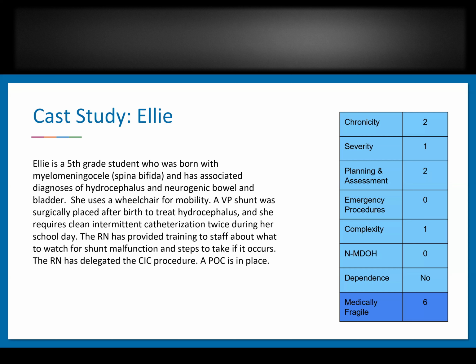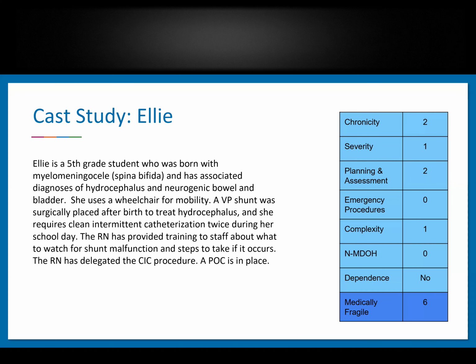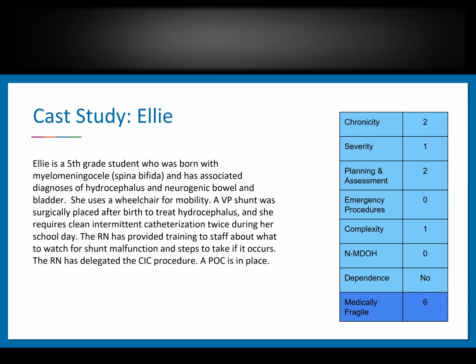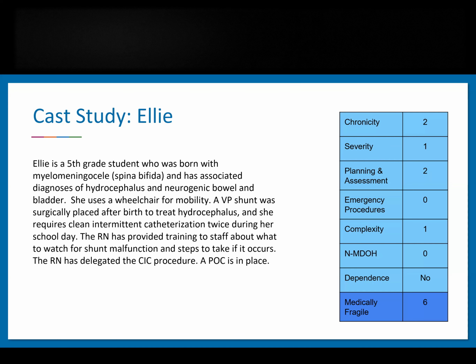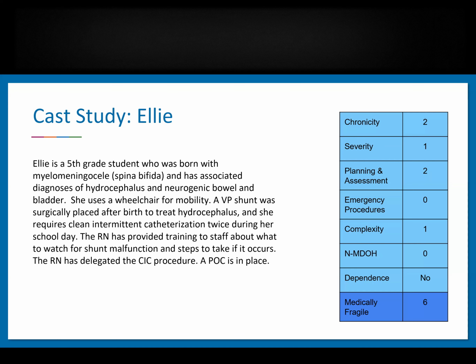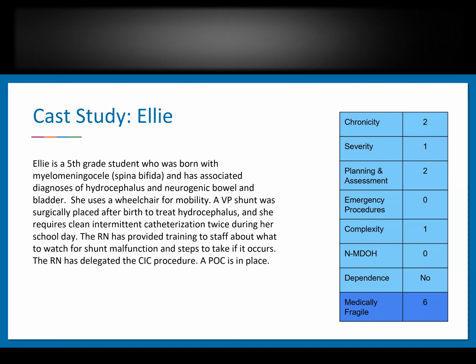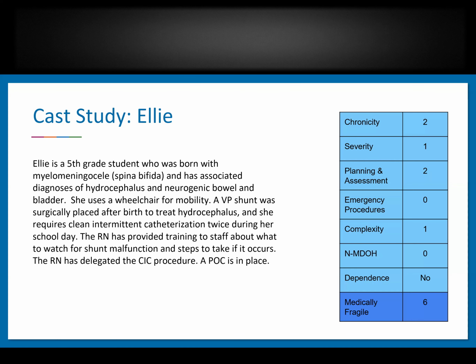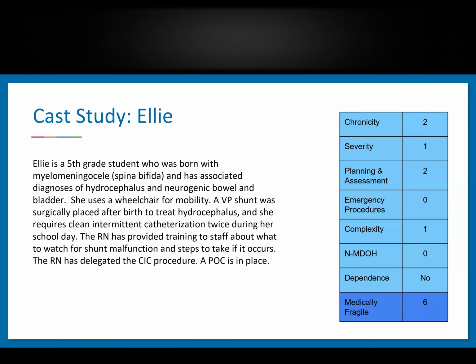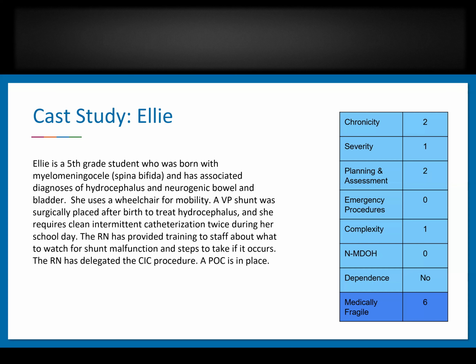The score for chronicity is a 2 because there is more than one condition being managed. The score for severity is 1. The student is at risk for life-threatening events but is typically stable. The planning and assessment is a 2. An individual plan of care is in place. Intermittent nursing assessment and management throughout the school year is expected. Emergency procedure is a 0. The complexity score is a 1. The student's CIC is routine. Non-medical drivers of health score is a 0. The student is not dependent. With a total score of 6, the student is medically fragile.